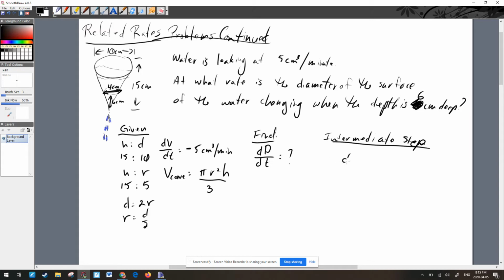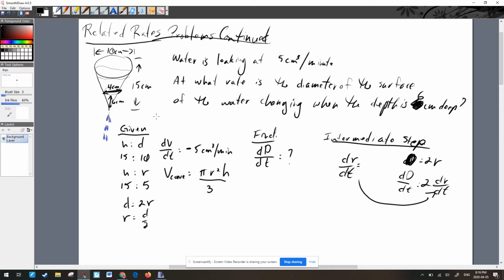I want to know what dr by dt is. The reason I want to know that is because if I know what dr by dt is, I can solve for dd by dt, right? Because I have diameter, I'm going to use uppercase here, diameter is equal to 2r. So if I differentiate this with respect to time, dd by dt is equal to 2 dr by dt. So if I can find out what dr by dt is, I can substitute it in right there, just double it, and it's going to tell me what dd by dt is.